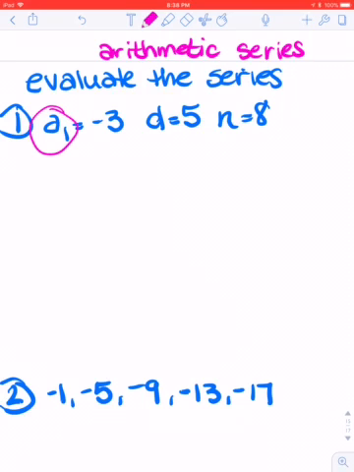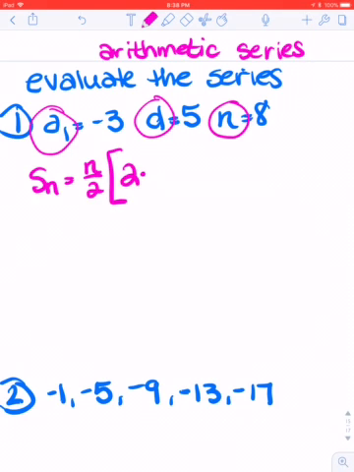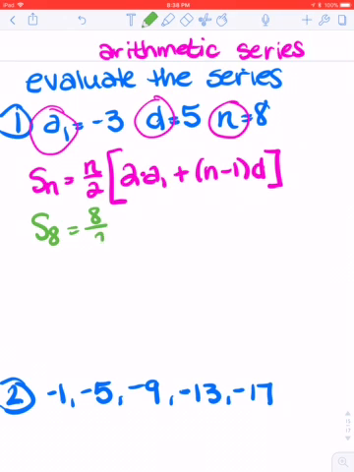So if I have a sub 1, d, and n, that means I'm going to be down to using this formula. And then once I get that formula, I'm going to be plugging in the values I have. So if n is 8, I'm going to plug in 8 where all of the n's are at.